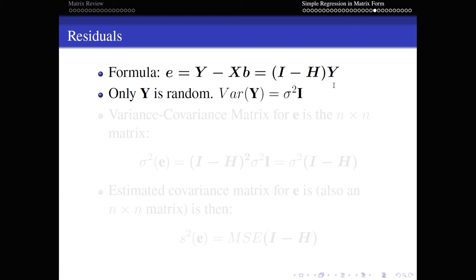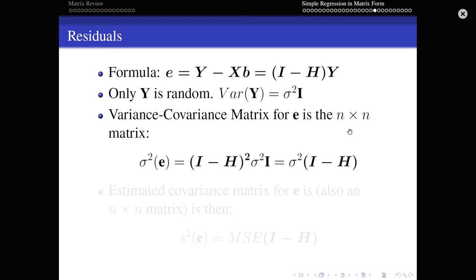Now again, only the y is random in this. The Xβ, nothing changes in Xβ, and y randomly changes. The only random component that we have in our model is the epsilons. And we talked about this earlier, how the variance of y is just that constant sigma squared, because of our assumption of constant variance, times the identity matrix.